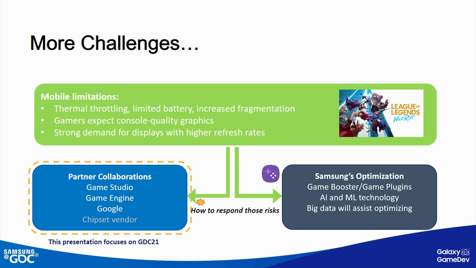How can Samsung respond to these challenges? Samsung provides a game booster and game plugins that allow users to provide system-level optimizations to improve the gaming experience. We also provide optimization algorithms using AI and machine learning technologies. This taps into big data to assist with the performance optimizations. In this presentation, we will be focusing on partner collaborations and how Samsung work with partners such as game studios, game engines, Google and chipset vendors to overcome these limitations of mobile development.